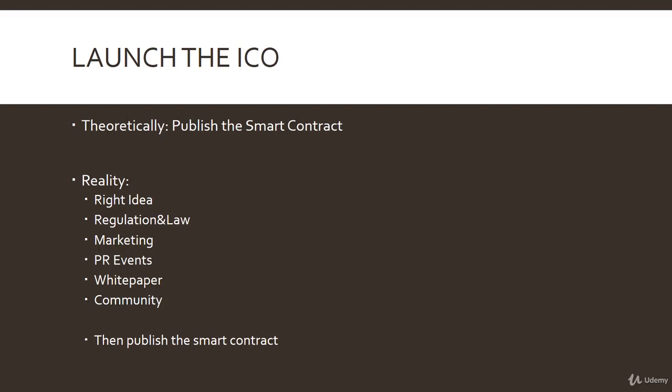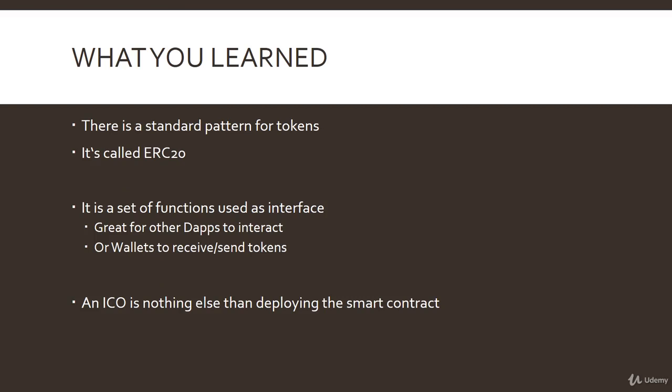and you basically own the Ether. Here's what you learned in this lecture. There is a standard pattern for tokens. It's called right now the ERC20 token. This is nothing else than a set of functions which can be used as an interface, either for other distributed applications to interact with the ERC20 token that you are going to publish, or for wallets to send and receive tokens, or for other contracts to interact with the standard token contract. What is also interesting is an ICO is really easy to do. It's nothing else than deploying the smart contract on the blockchain and letting other people know under what terms they can buy your tokens.